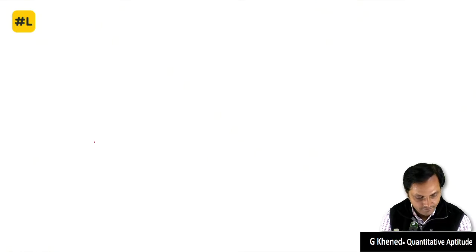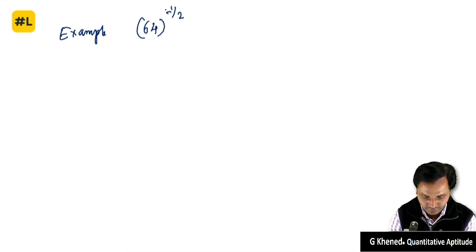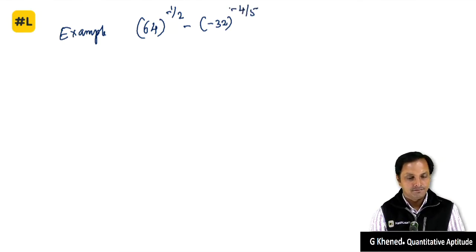Let me take you through a few more examples based on indices. Here is an example of something like 64 whole power minus 1 by 2 minus 32 whole power minus 4 by 5. How will you solve this?